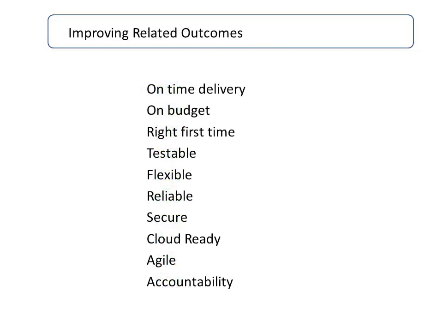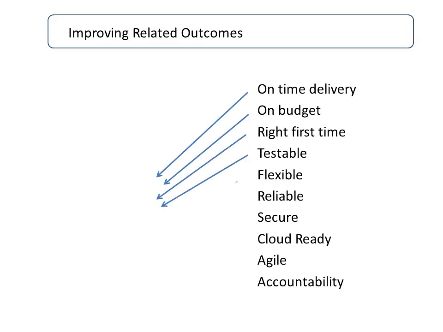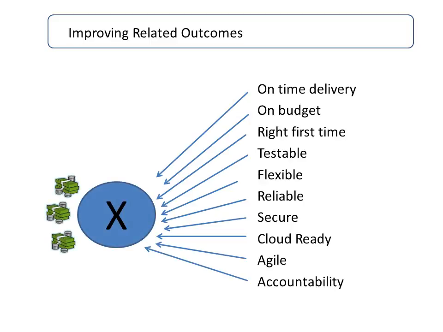On the other hand, if these attributes are all related to each other, then we need to address them very differently. Instead of attacking them one by one, we need to examine each one and see what is this common factor that's driving each one of these. What is the common factor X that's making things late, off budget, wrong the first time, not testable, inflexible, non-reliable, and insecure? What is this common factor X? And if we can identify that common factor X and put our money into addressing that factor, then we're going to address each one of these attributes that we care about.